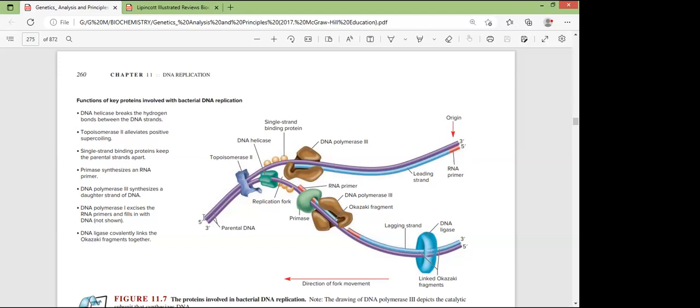Now let's look at the lagging strand. In this lagging strand, you can see the parent strand is in a 5' to 3' direction. And that means we can't make our DNA going this way. Let me annotate. That means we can't make our DNA going this way.